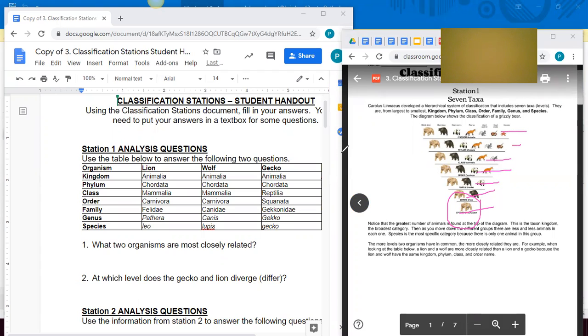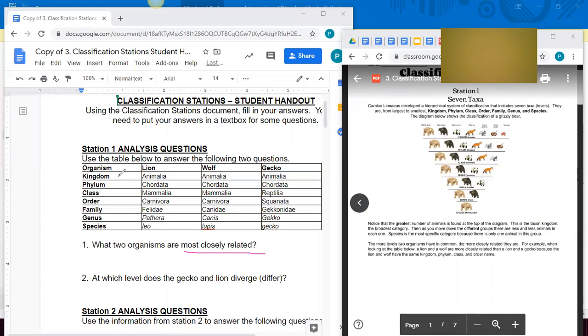So we say species is specific, or as we move down, we get more specific. And that's kind of what that station taught us, okay? If we read all that information. I guess I could just hit clear and not click, click, click. But now on station 1, what 2 organisms are most closely related?